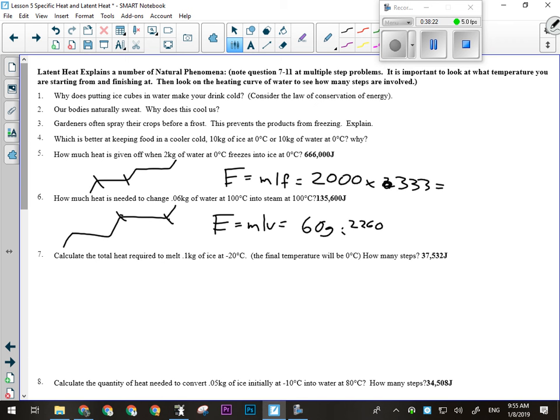All right, we will work on a couple more of those tomorrow. We'll leave it at that for today, but we'll work on a couple of multi-step problems tomorrow, and then we'll be moving on to the next thing here.